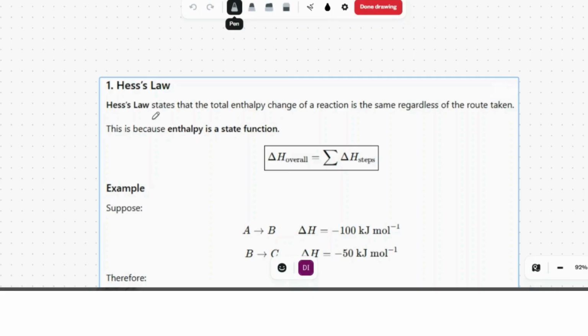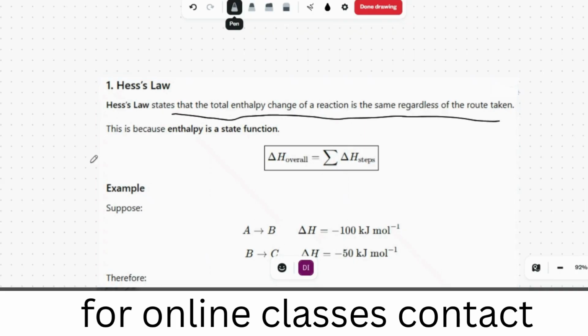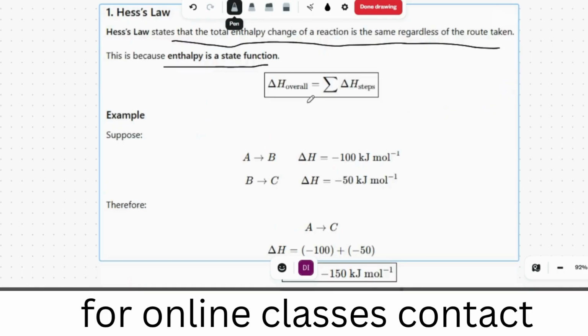Today we are going to talk about Hess's law. Hess's law states that the total enthalpy change of a reaction is the same regardless of the route taken. This is because enthalpy change is a state function. So the overall enthalpy change is equal to the sum of the enthalpy changes of every step.